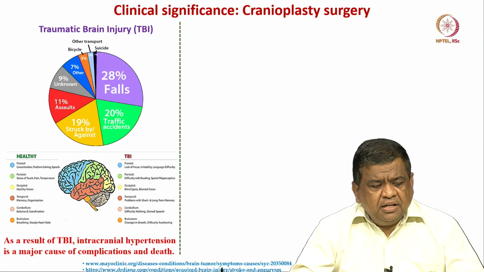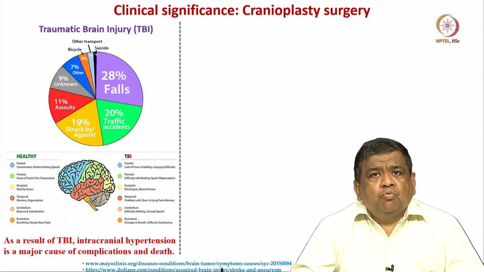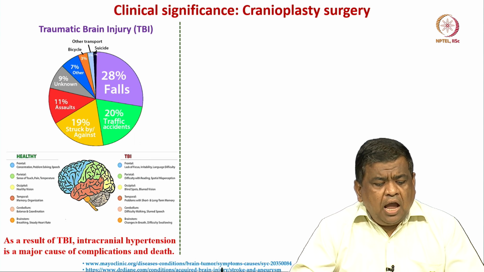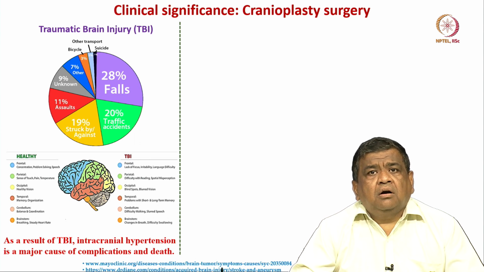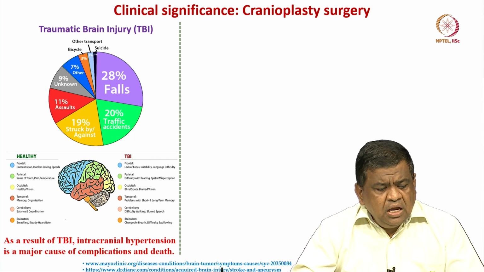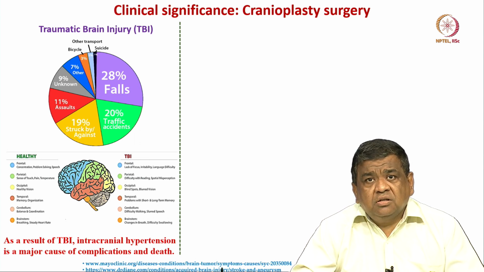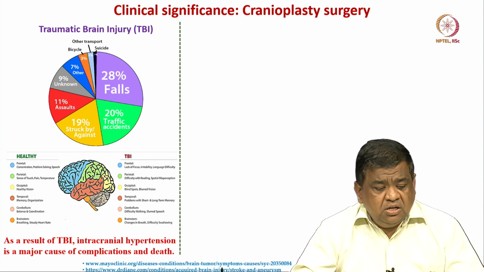So, clinical significance. Now, traumatic brain injury is one form of injury which impairs the human patients, particularly their neurological functionality and many other physiological activities. So, traumatic brain injury can be due to sudden falls, particularly for the older patients.